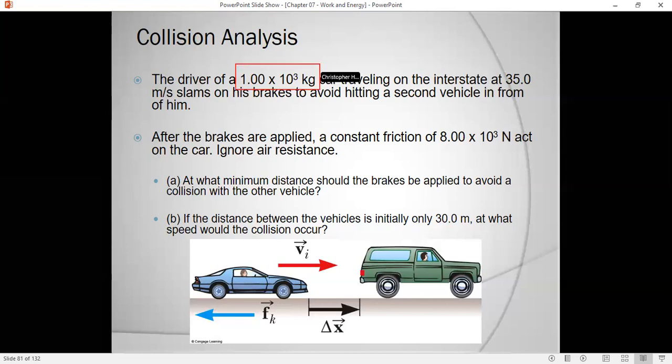Let's say that we have a driver of a car. They're driving a 1,000 kilogram car, and they're traveling down the interstate with a speed of 35 meters per second. The brakes are applied, producing a net force of 8,000 newtons to slow the car down. So the question here is, at what minimum distance should the brakes be applied to avoid a collision with another vehicle? So what are we asking?